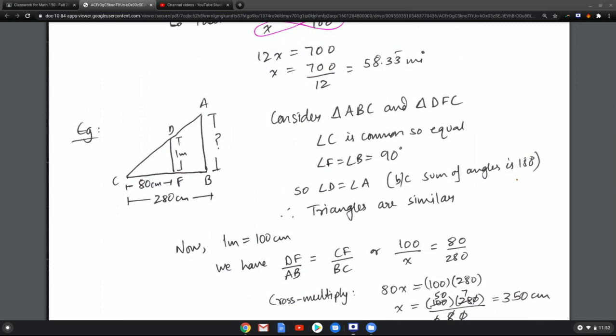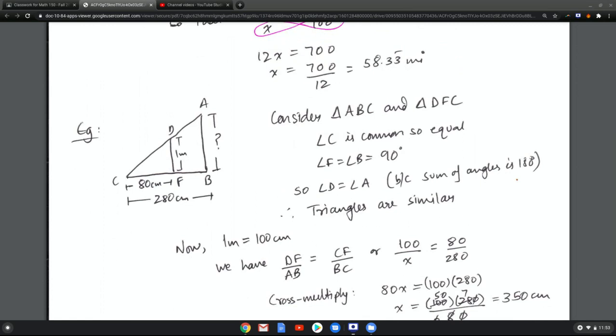Another example is if you have two triangles, one inside the other. In this triangle ABC, the big triangle, and the small triangle DFC, angle C is common, so it's equal. Angle F and angle B equal 90 degrees. And so the third angle is also equal because the sum of the angles is 180. So the triangles are similar.